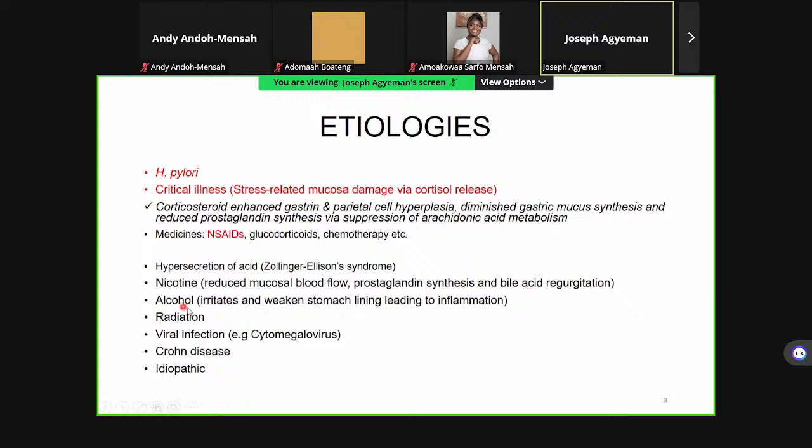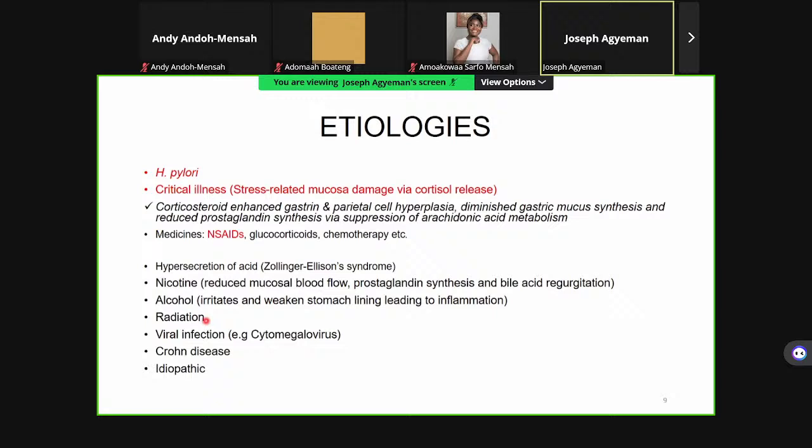If you take alcohol, especially excessive alcohol intake, some of the alcohol is very strong in terms of percentage strength. So it can cause irritation and also weaken the stomach lining. That may lead to inflammation and, of course, ulceration.